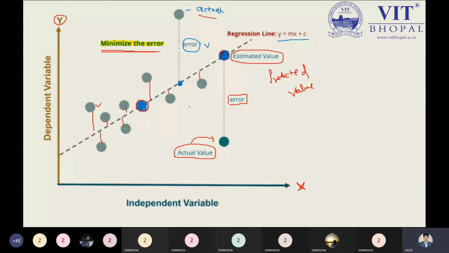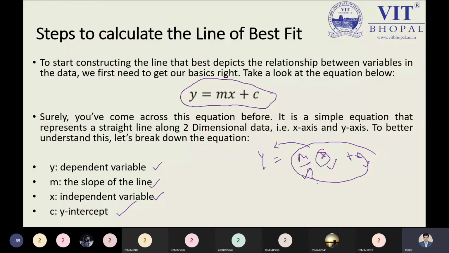So the question we should have in mind, if we're talking about y equal to mx plus c, is how to calculate the line of best fit. With basic mathematics of the 10th, 11th or 12th standard, y equal to mx plus c is our equation, because we are talking about linear regression. In linear regression, with the help of the straight line equation, we can evaluate our best fit line. Y is the dependent variable, x is our independent variable, while m and c are the slope of the line and the y-intercept.